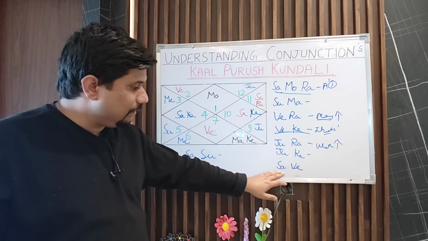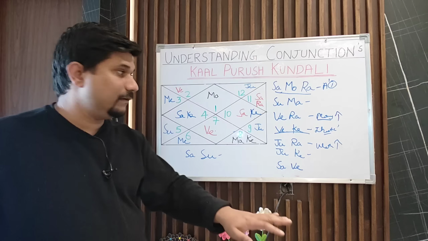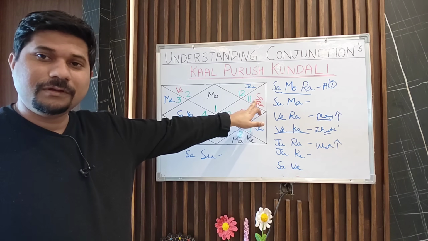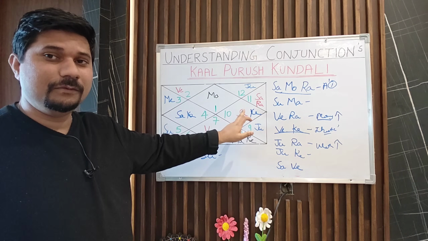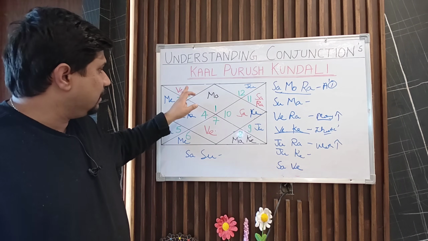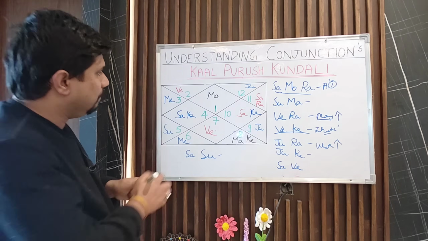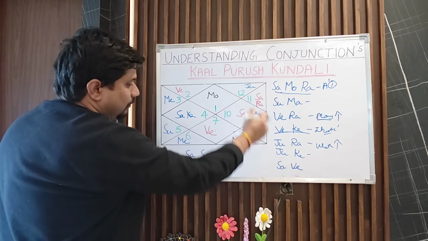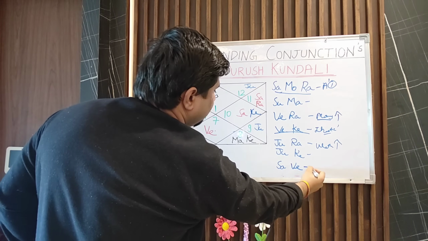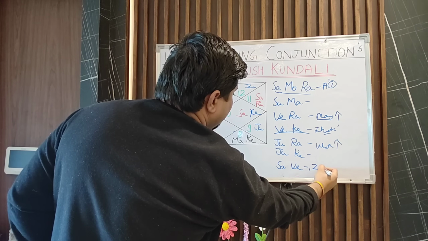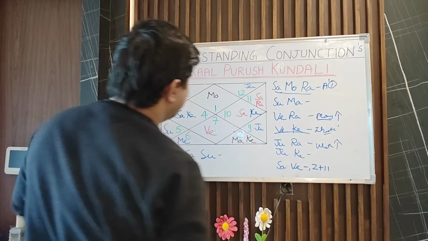Similarly, you have Sun and Saturn with a Venus conjunction. Saturn is naturally the controller of the 11th house and 10th house, and Venus is gaining control over this house. So first of all, you can combine this and this. Saturn and Venus will give results over the 2nd house plus 11th house.